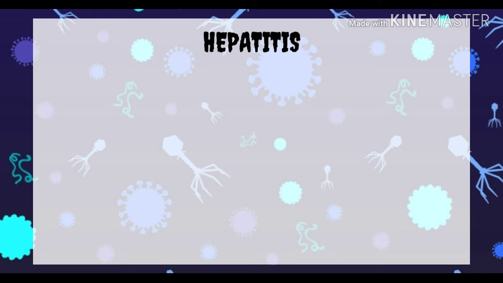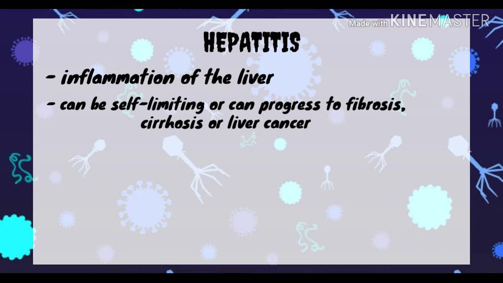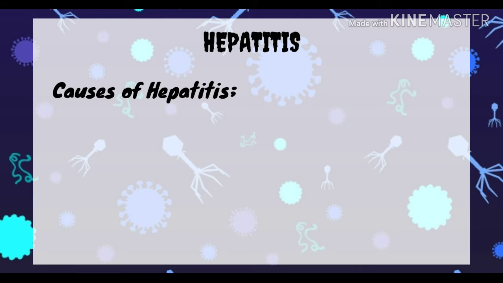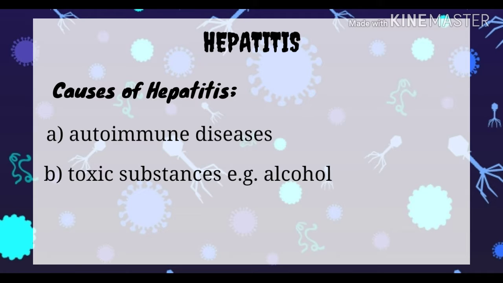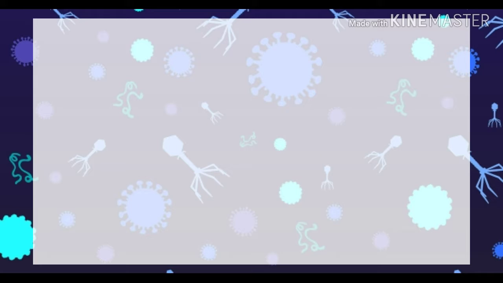The last division of virology is hepatitis. Hepatitis is the inflammation of the liver. The condition can be self-limiting or can progress to fibrosis, cirrhosis, or liver cancer. The causes of hepatitis are: first, autoimmune diseases; second, toxic substances such as alcohol; third, infections. Five main hepatitis viruses are A, B, C, D, and E.